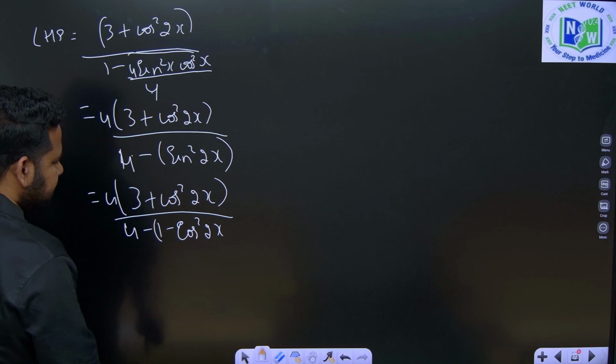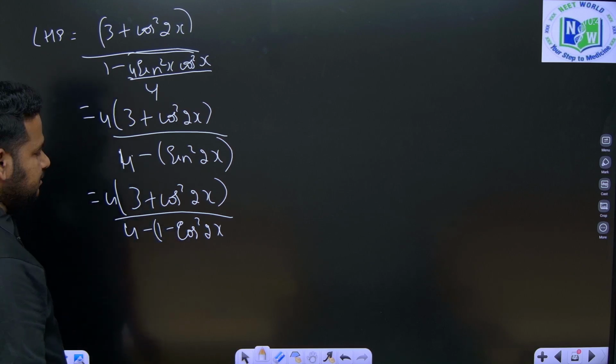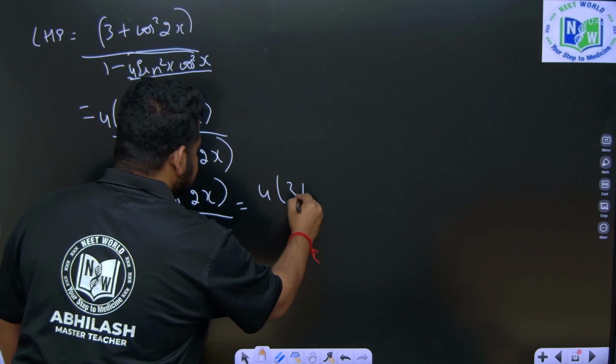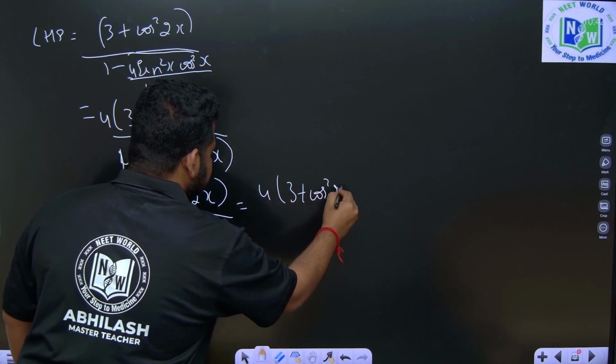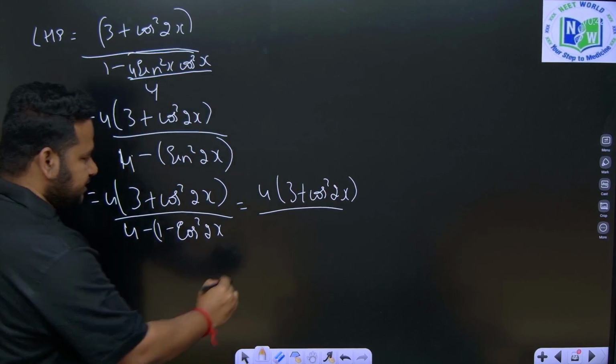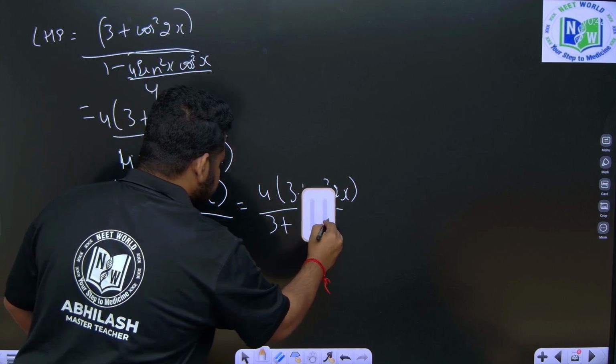So 4 minus 1 is what? 4 minus 1 is 3. Minus into minus is nothing but plus. So this will become equal to 4 into 3 plus cos square 2x divided by 4 minus 1, which is 3, and minus into minus is plus cos square 2x.